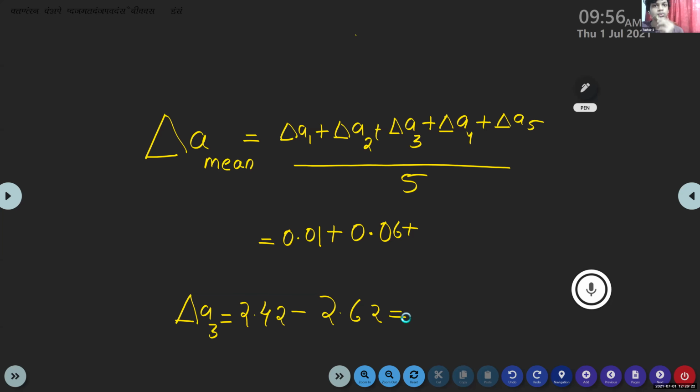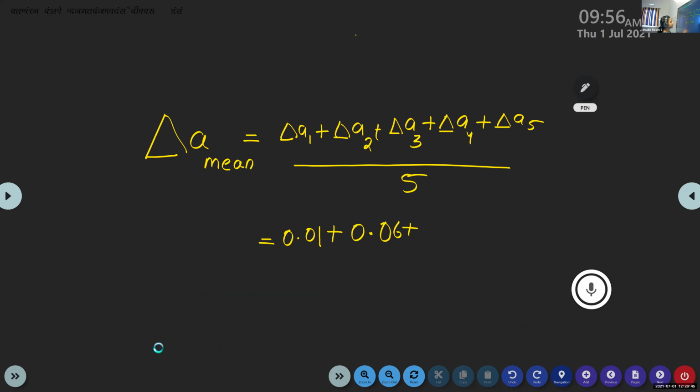It is negative 0.20, but we know that the absolute error is expressed in modulus. So the modulus of a negative quantity is always positive. So modulus of negative 0.20 becomes positive 0.20. Good. Okay.